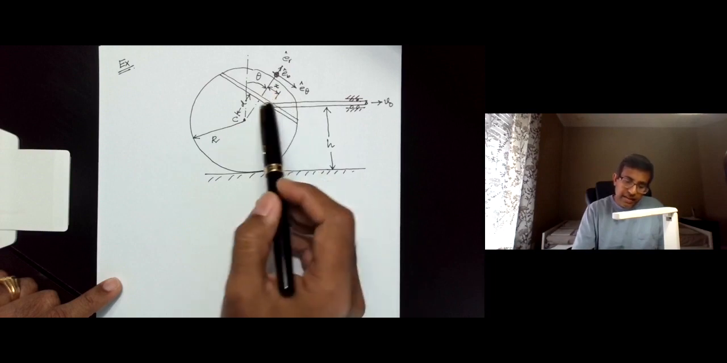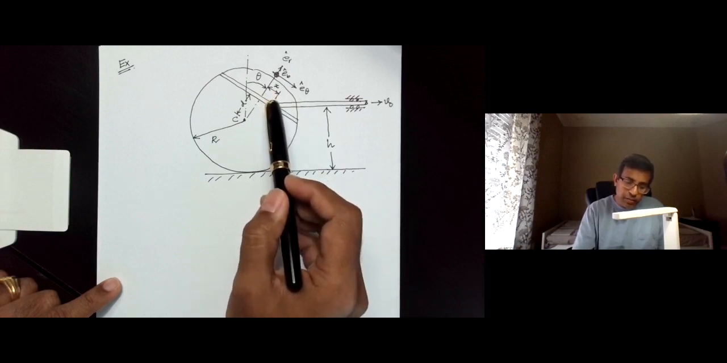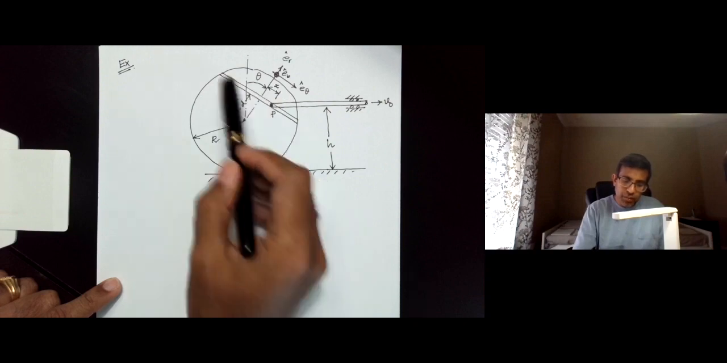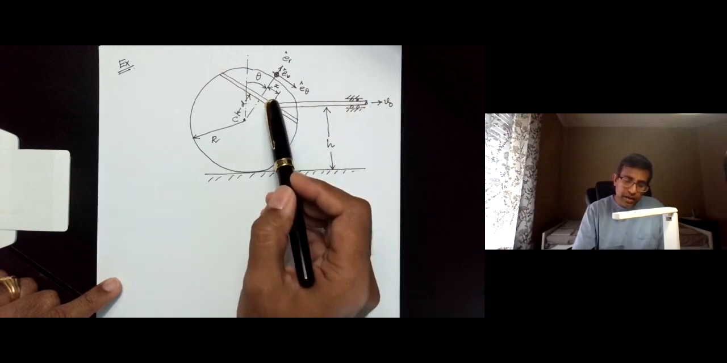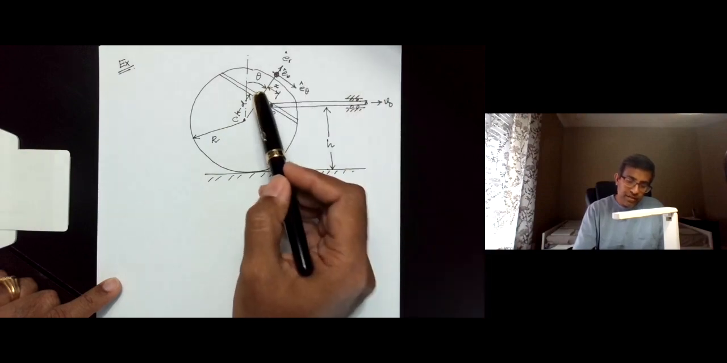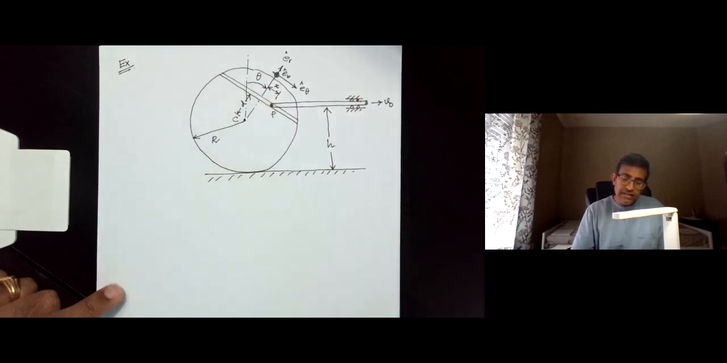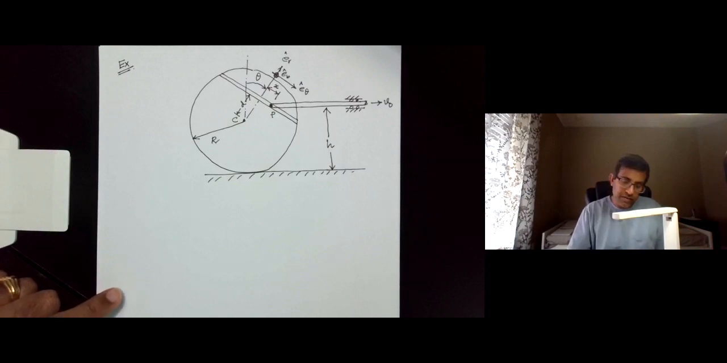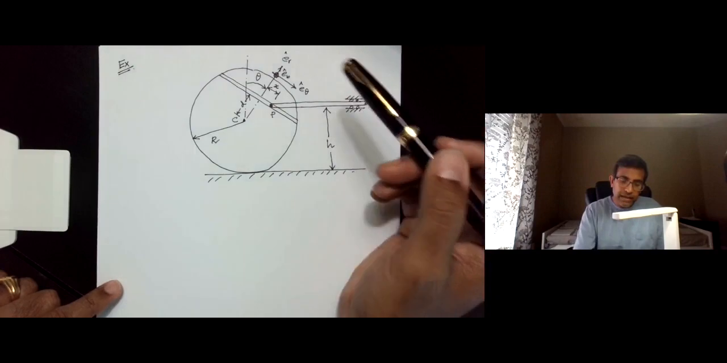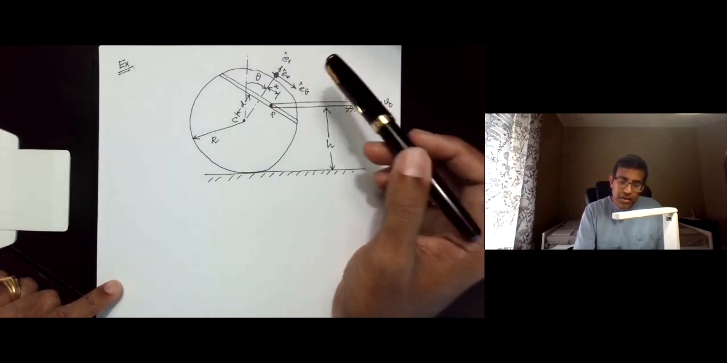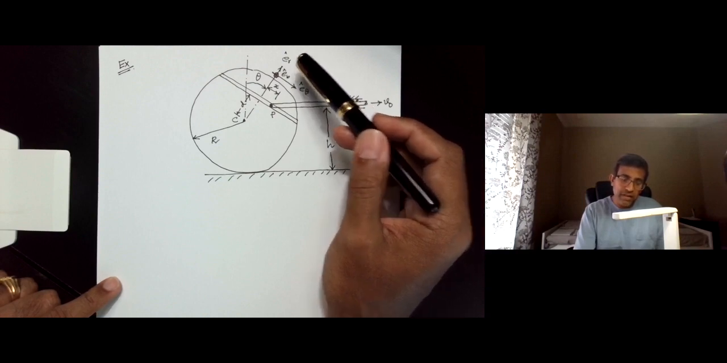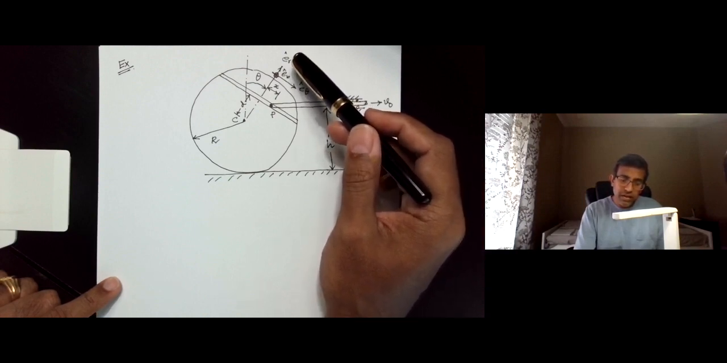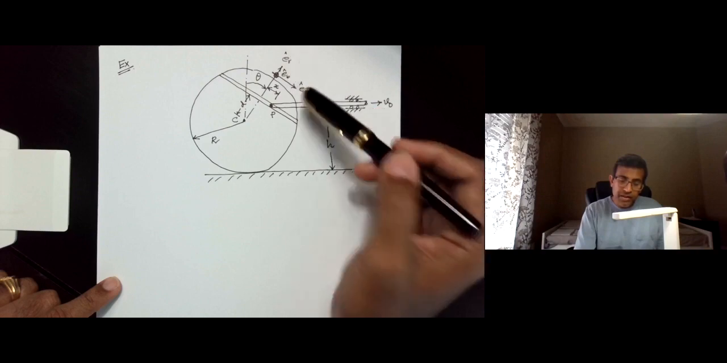Now x is the offset of this pin, which is the connecting point between the slot and the bar. It's the distance of the pin from the center of the slot. So that's the problem, and we are going to use a rotating frame to solve this problem. Specifically, we are going to use the cylindrical coordinate frame, r theta coordinate frame.